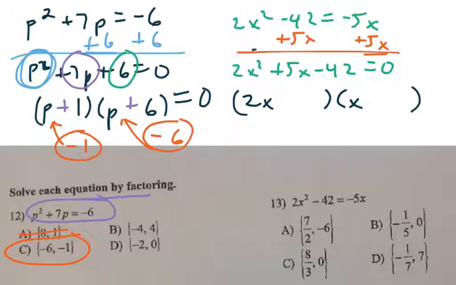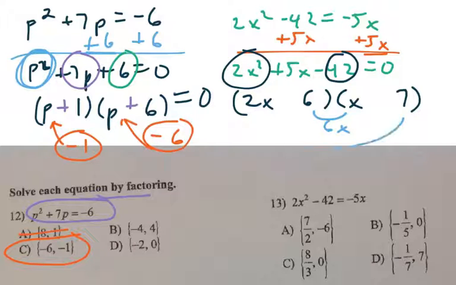2x times x is 2x squared, okay? What about the 42? Isn't the 42 normally 6 times 7? Well, let's see what we get here, guys. Isn't 6 times x 6x? Isn't 7 times 2 14x? Can 6x and 14x make a 5? 6 and 14, when I subtract, make 8. It didn't work, did it?